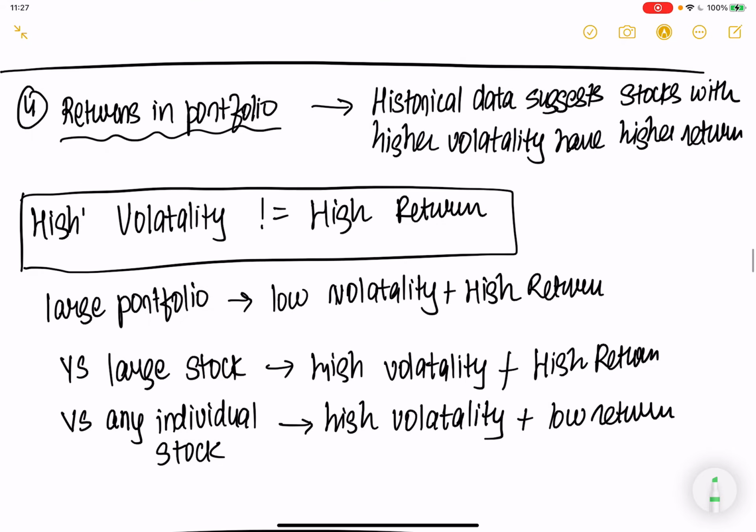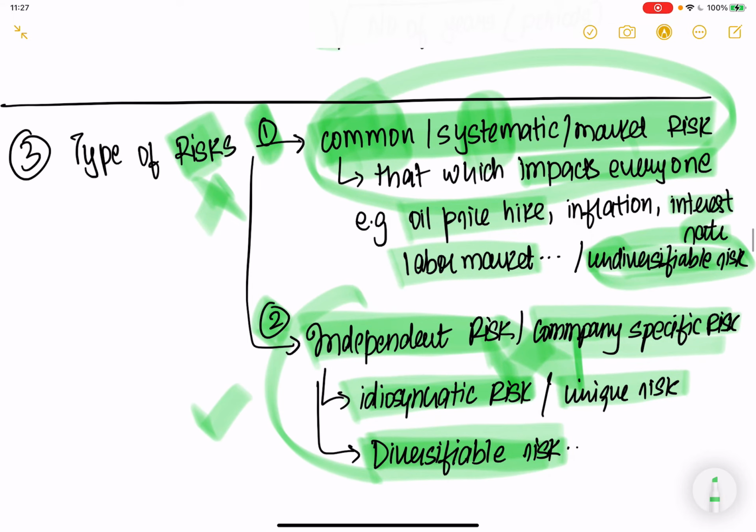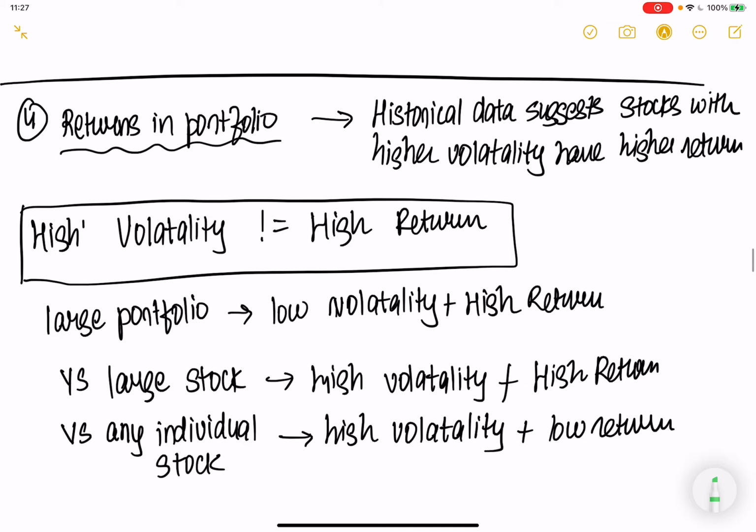And returns in a portfolio is an important area, because we'll get to how we can get rid of independent risk and how we are rewarded only for systemic risk, but not for independent risk, because we can get rid of independent risk. So next topic is returns in a portfolio.